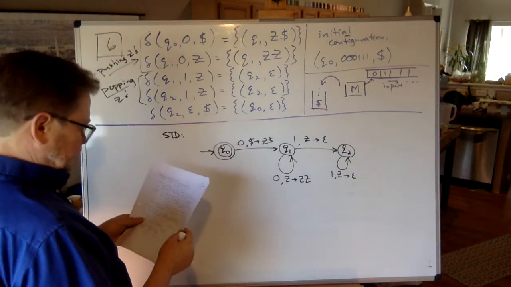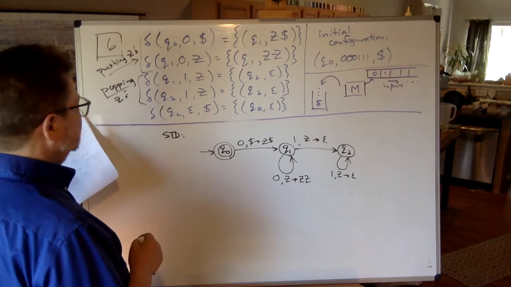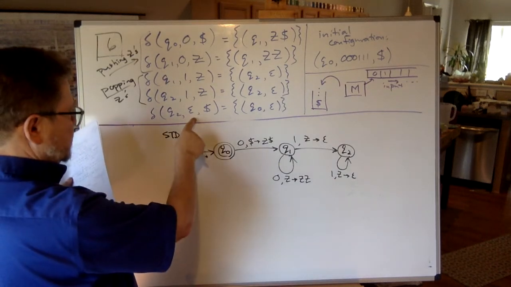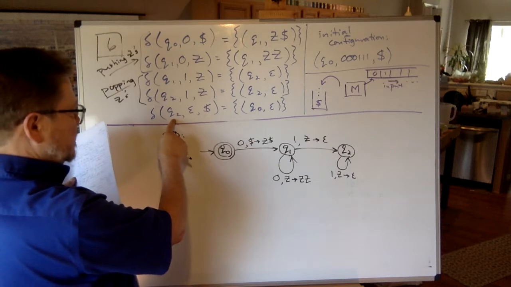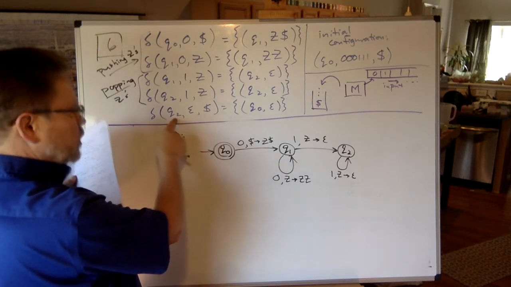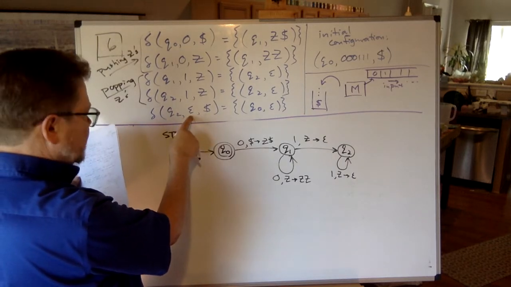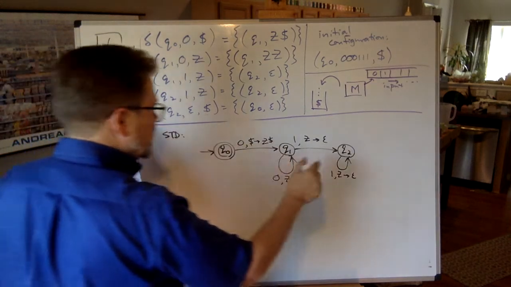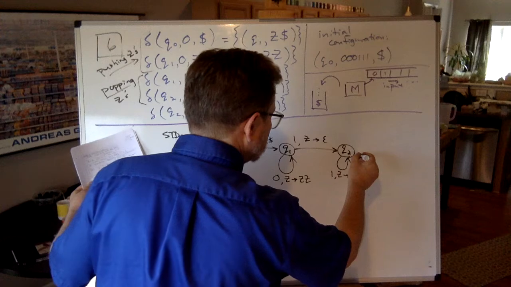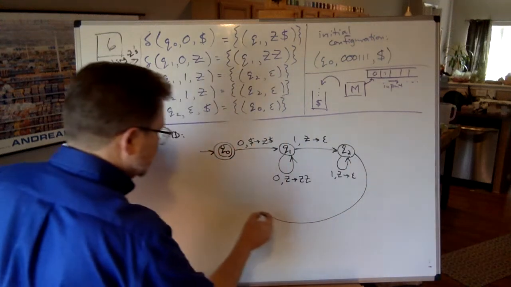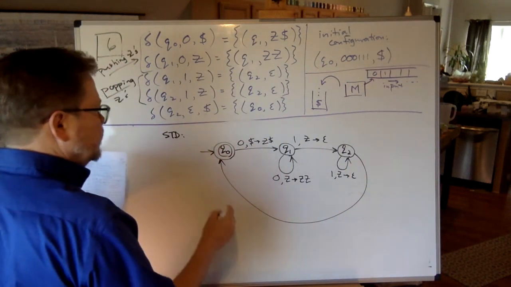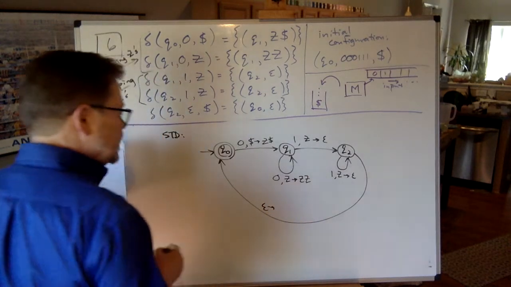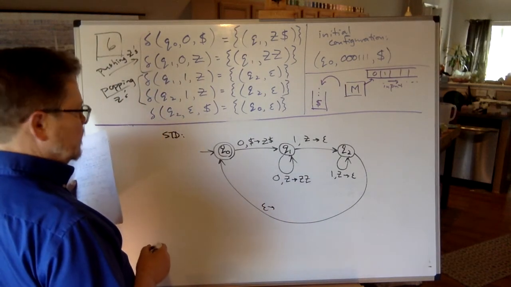So far, so good. 1, 2, 3, 4 arrows. This one's missing. If I'm in Q2, and there's no input left, and there's a $ sign on top of the stack, then I go all the way back to Q0, all the way back to the final state. That's consuming nothing. That's a spontaneous transition, an epsilon arrow.